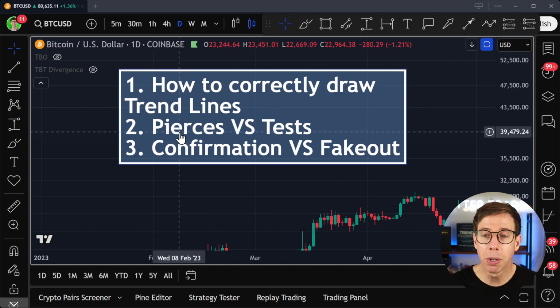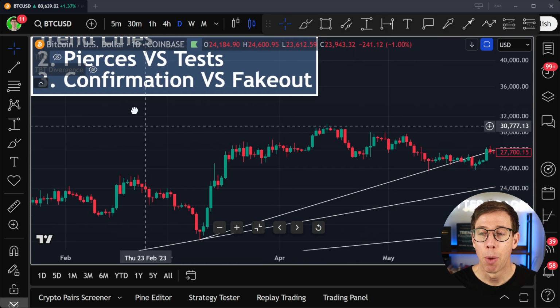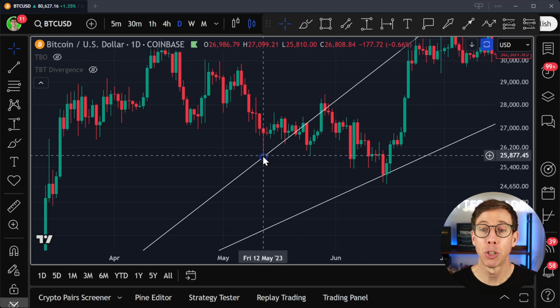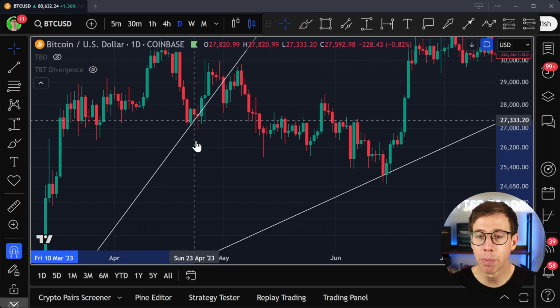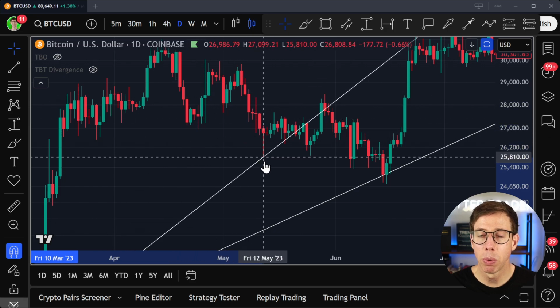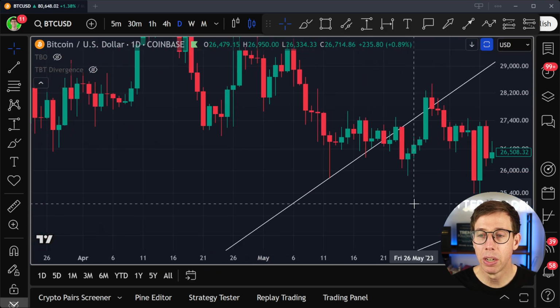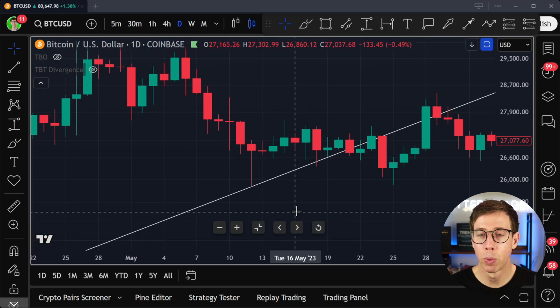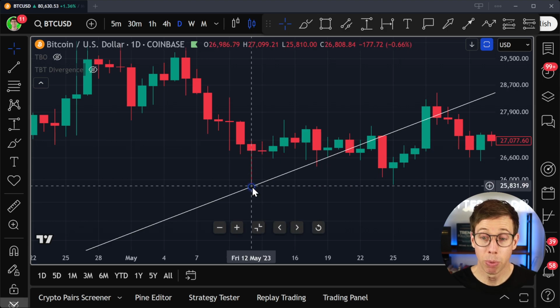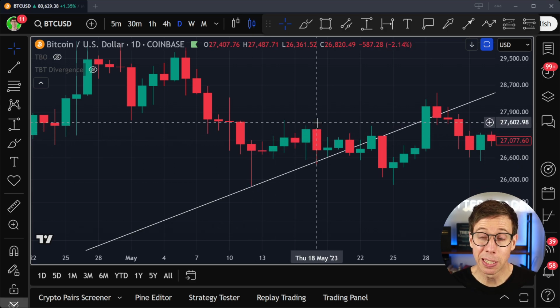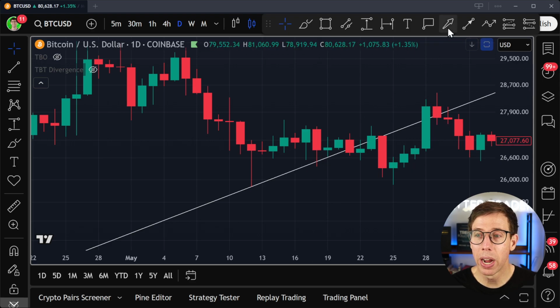The next one is pierces versus tests. Back over here, to use this as an example, we chose the next pivot low. We could even say like back over here is a pivot low, but we're going to just choose this level just to stay consistent, okay? Now, focusing on price action way back in here in 2023, we could see that the price of Bitcoin made a low on Friday, the 12th of May, 2023. About 5 or 6 days later, we see the price come down right here.